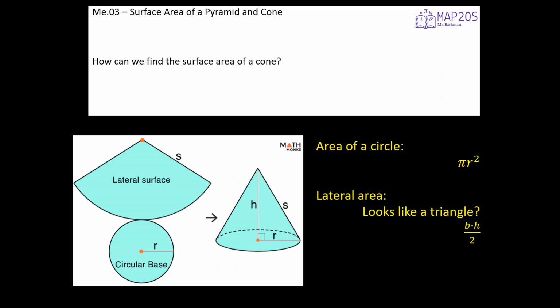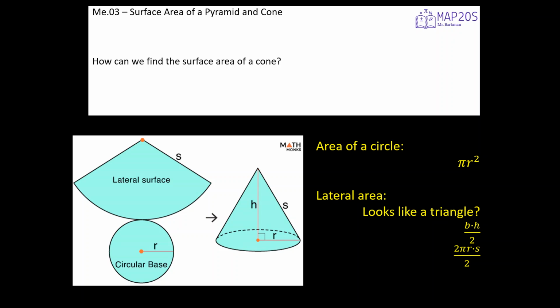Now, because we're using radius in the area of a circle, I'm going to use radius as well in the circumference of our circle. So I'm going to use the 2 pi r circumference formula: 2 times pi times our radius. And then the height is our slant height, so we're going to multiply it by s. And we're going to divide that all by 2 because it is a triangle. So base times height divided by 2. We've just replaced the base and the height with things specific to our cone's lateral area.